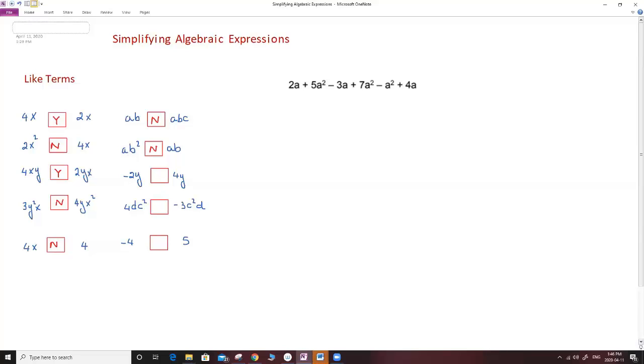Negative 2y and 4y. Yes, they are like terms. Even if the coefficients are negative 2 and 4, who cares about the coefficient? The y exists in both, so they are like terms. 4dc squared, negative 3c squared d. You see here, the c squared exists in both, the d exists in both. That means, yes, they are like terms. We don't care about the order with the multiplication.